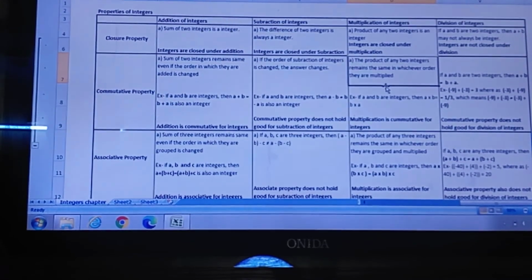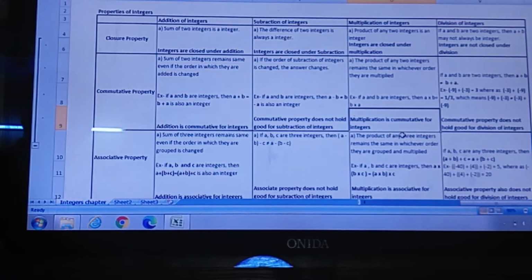Moving on to multiplication. In this case, the product of two integers remains the same in whichever order they are multiplied. For integers a and b, no matter what, a into b will be the same as b into a. So multiplication is commutative for integers.